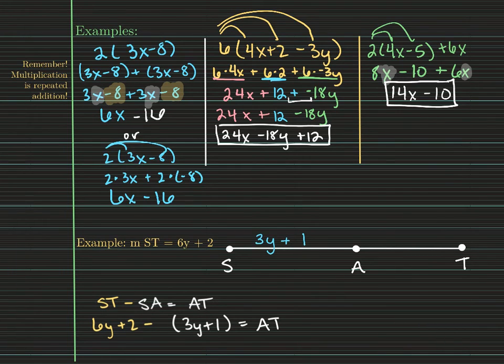Now, if I'm subtracting a total, I'm actually subtracting an invisible -1 times what's inside the parentheses. And this actually requires me to use the distributive property. I need to take this -1 and distribute it to 3y and +1. And when I do that, my new equation is going to be 6y plus 2 minus 3y minus 1, because -1 times 3 is -3. And -1 times +1 is -1.